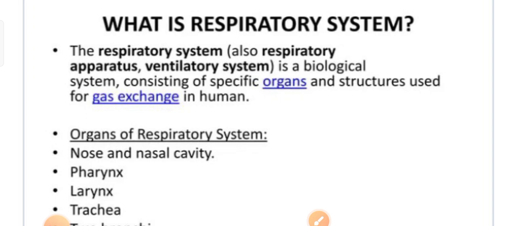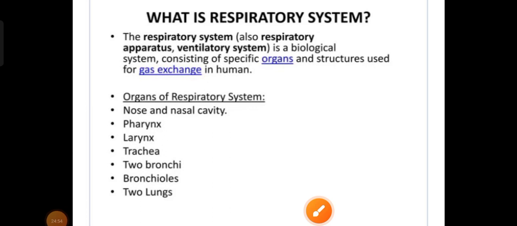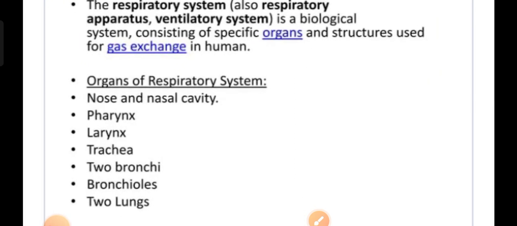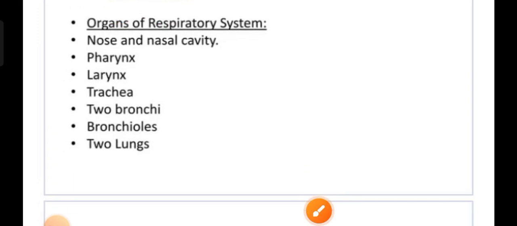The respiratory system, also called the respiratory apparatus or ventilatory system, is a biological system consisting of specific organs and structures used for gas exchange in humans. That you have to keep in mind. What is the main action of the respiratory system? It takes care of gas exchange in humans. Organs of the respiratory system: nose, nasal cavity, pharynx, larynx, trachea, bronchi, bronchioles, and two lungs.